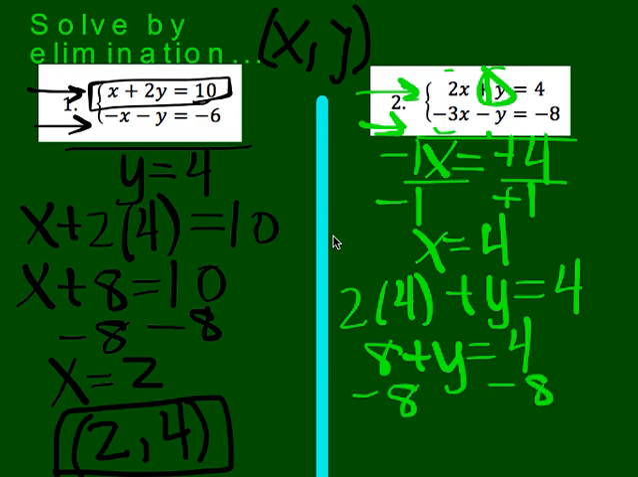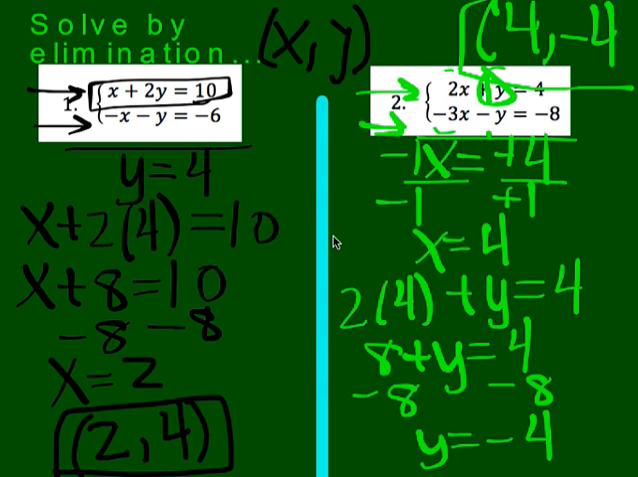Subtract 8 from both sides, and I get that y is equal to a negative 4. So my x is a positive 4, and my y is a negative 4. So that means my answer is 4, negative 4 in parentheses.